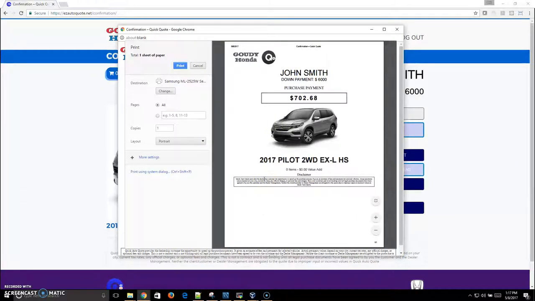With EZAutoQuote, we can now have a way to streamline the process of getting an individual into the vehicle that they love.